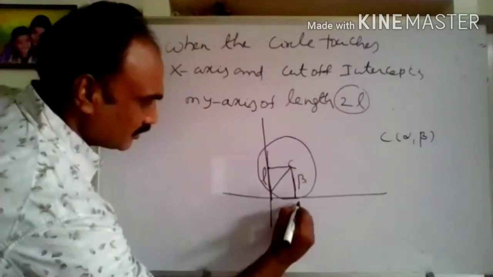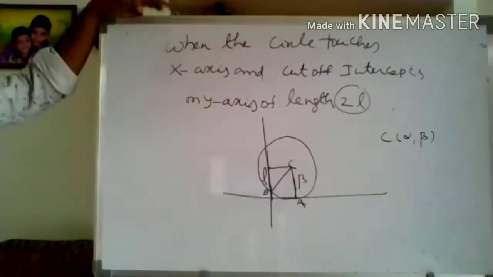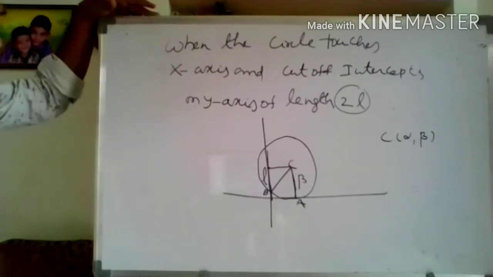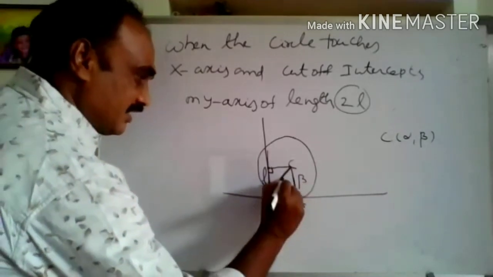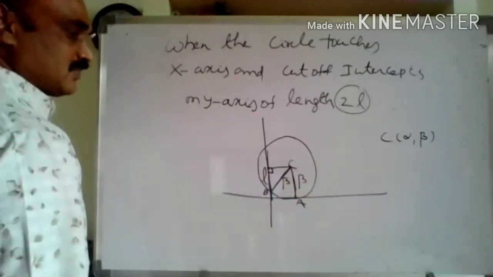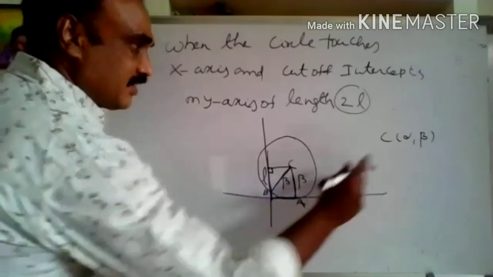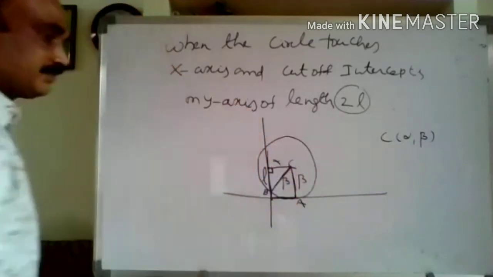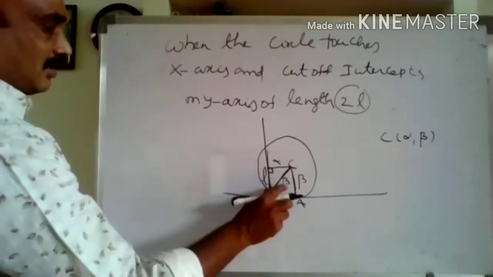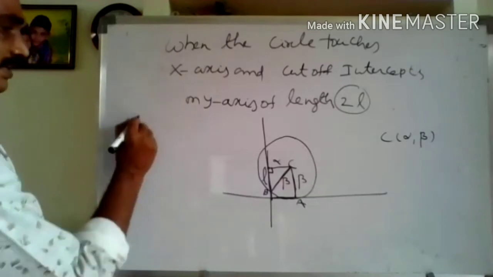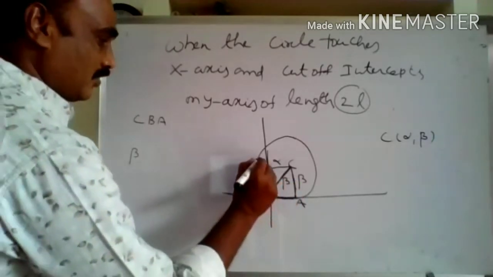Suppose this is point A and this point is B. Here the angle is 90 degrees. This is the radius. What is the radius? This is beta. This distance is the x coordinate, alpha. This is L, and this is beta. Apply Pythagoras theorem: hypotenuse whole square. Beta square is equal to, from triangle CBA. Suppose this is point P.